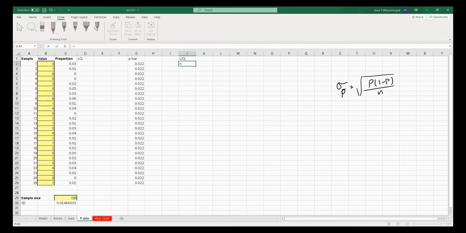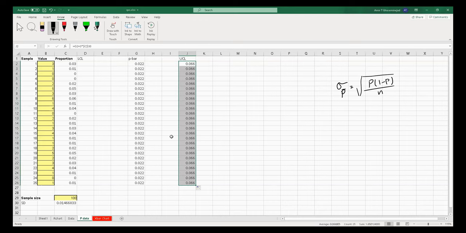Upper control limit would be the center line plus 3 times the standard deviation. Right. Did you get the same thing? Yeah, it's all the same. Very good. Your value is also 0.66, right? Yeah. And then the lower control limit would be the center line minus 3 standard deviations.